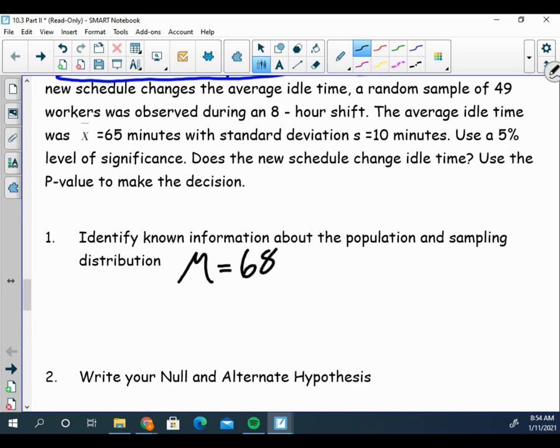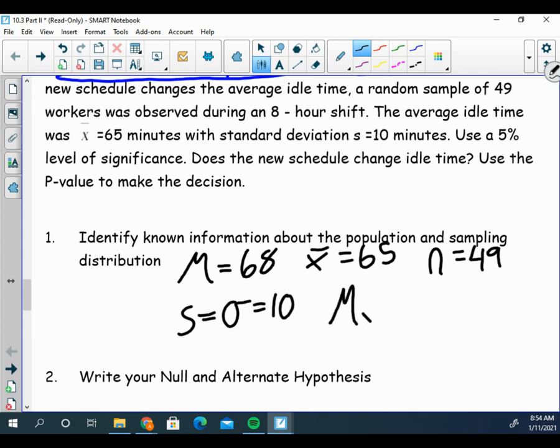Population mean traditionally has been 68 minutes. Again, we don't know it exactly at this moment, but this is what we'll end up assuming to be true. Sample mean, when we looked at the 49 workers on that new schedule, their average idle time was only 65 minutes, so a slight decrease. Again, sample size was 49, which is a big sample. Standard deviation was 10 minutes. Again, that equals the population standard deviation.